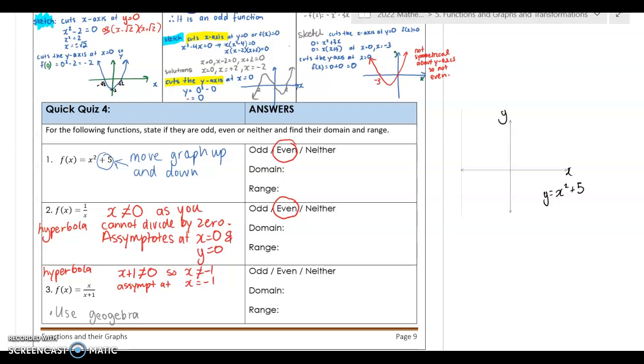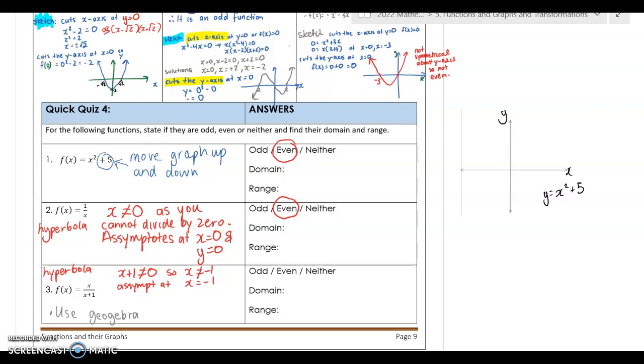I'm going to draw the graph first. I think that would be a good idea for you guys in most questions. If you can draw that, it gives you a little bit of a better understanding, particularly for domain and range. Not so much for odd or even, because we can do that just by substituting into the function. But let's have a look at it. The formula says x squared plus 5 is our first function for number 1.